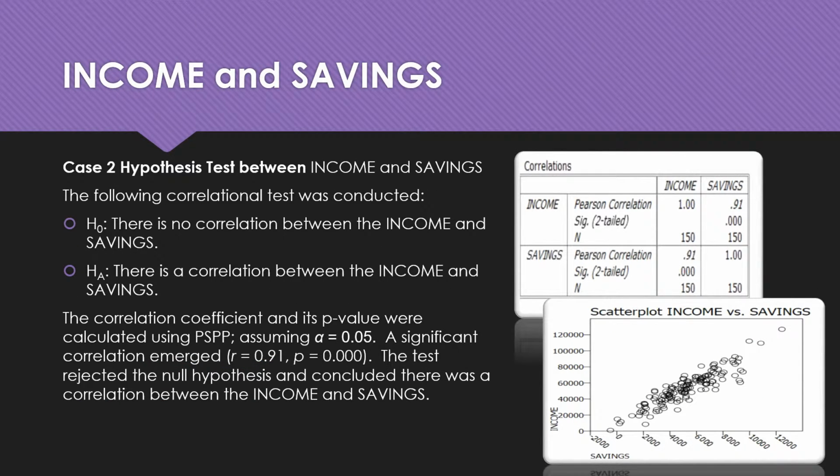The second case which we are reviewing is the income and the saving. The R value is 0.91, the P value is 0. As the graph shows, we are seeing that most of the points are on one line. It's a positive relation. So we are rejecting the null hypothesis and confirming that the alternative is correct, meaning there is a relation between the income and the saving.